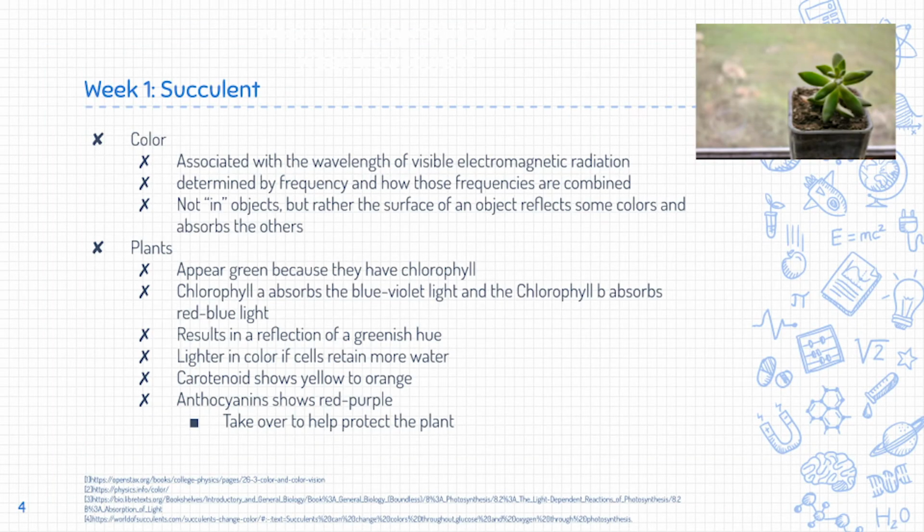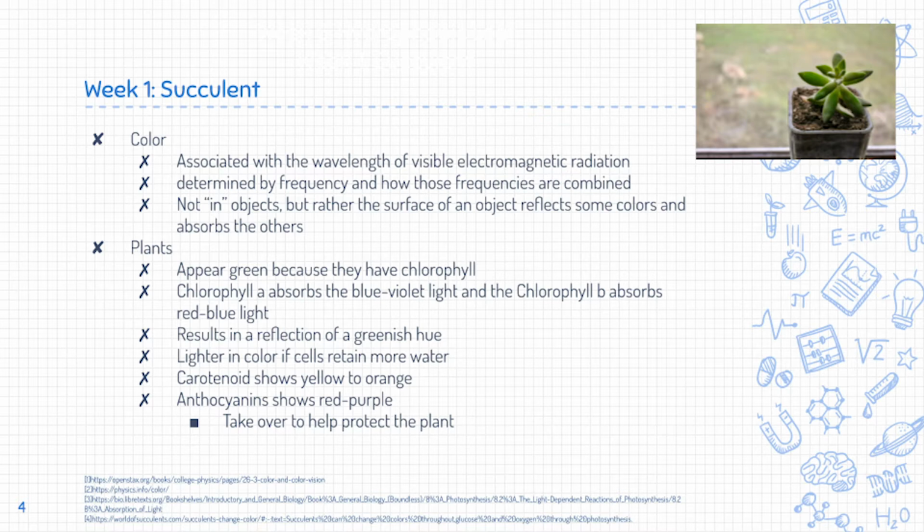Our eyes and brains work together to translate light into color. Color is associated with the wavelength of visible electromagnetic radiation. Color is determined first by frequency and then by how those frequencies are combined or mixed when they reach the eye. Color is not in objects, but rather the surface of an object reflects some colors and absorbs others. The colors we see are only what is reflected.